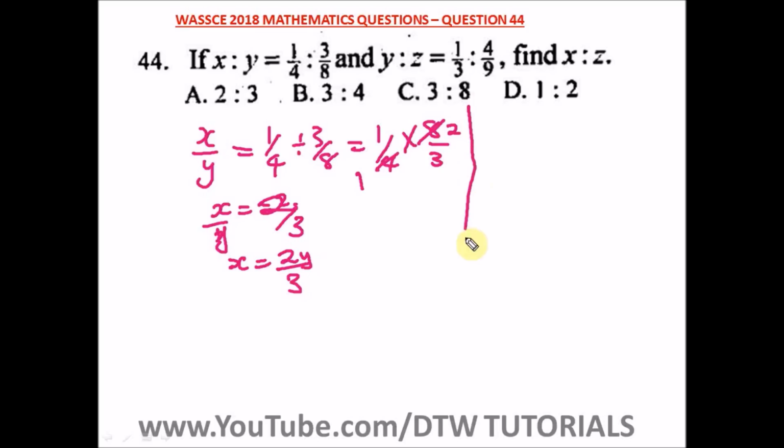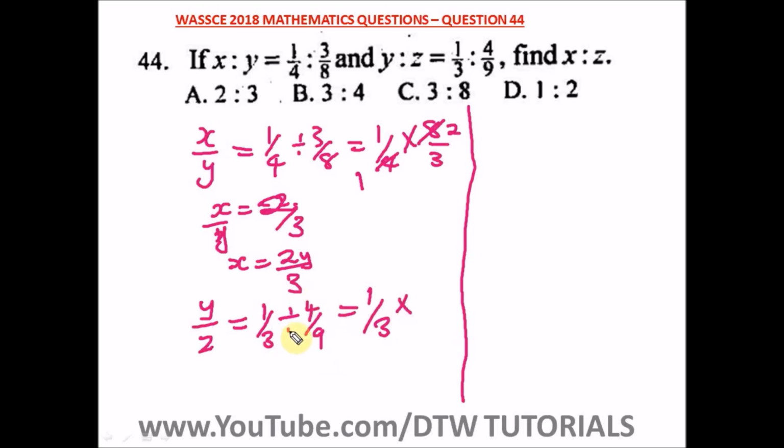All right, so let us try to look for z, make z the subject of formula here. So here we have y ratio z, which is y divided by z, which will give us 1 over 3 divided by 4 over 9, which is equal to 1 over 3 times, take 9 or bring 4 down, because we're changing division sign to multiplication sign. So we have 9 divided by 4. 3 here 1 and 3 here, how many times? 3. So we have 3 over 4. So y over z is equal to 3 over 4.